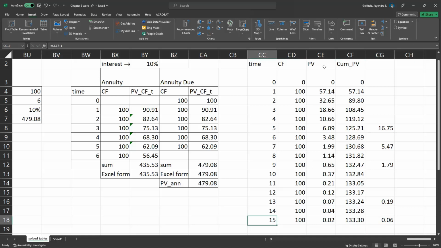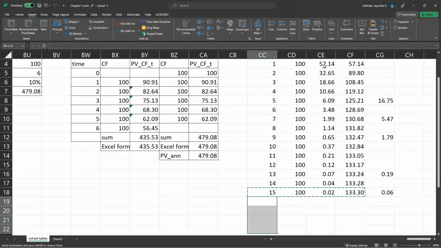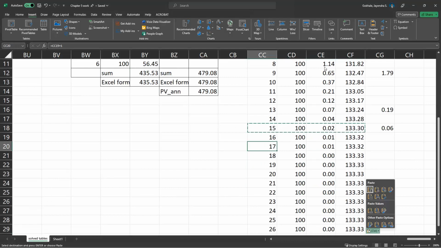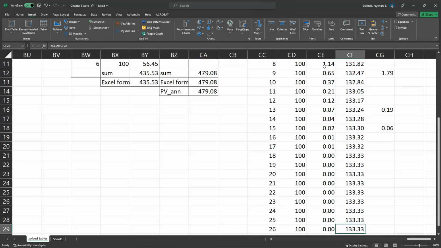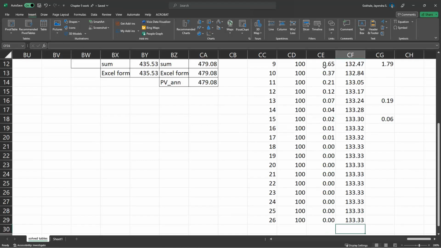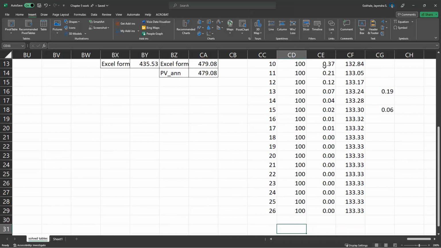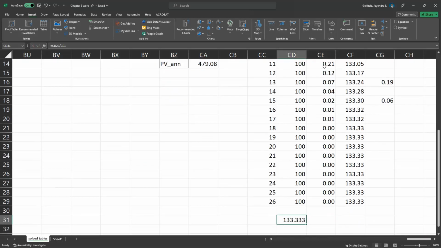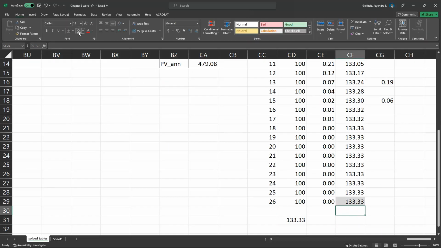So if we go sufficiently far in time, we'll see that this tapers off to 133.33. In fact, what if we had infinite cash flows of $100? The formula for a perpetuity, infinite cash flows, is that all we need to do is divide this by the discount rate, 133.33. You can see that the cumulative present value and the present value of the perpetuity converge, but not exactly.